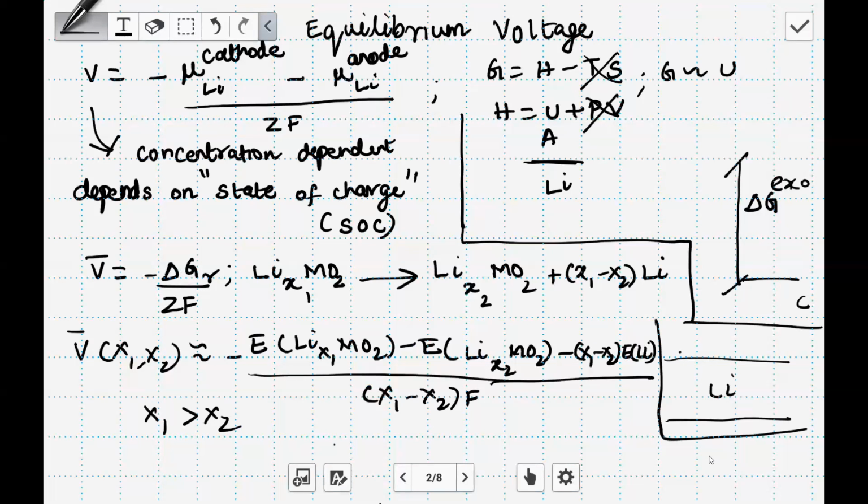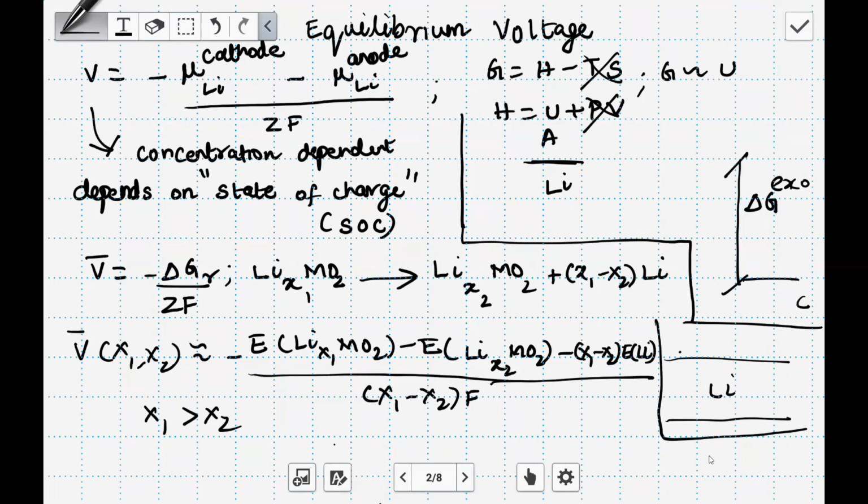Okay, so if you do a DFT calculation, what are the calculations which we need to do? There are actually three calculations at any particular state of charge. You have to do a calculation of lithium at a particular concentration at the anode. Then there is lithium at a particular concentration at the cathode. Then you add some more lithium so that the concentration at the cathode increases. So there are two calculations for the anode and two calculations for the cathode.